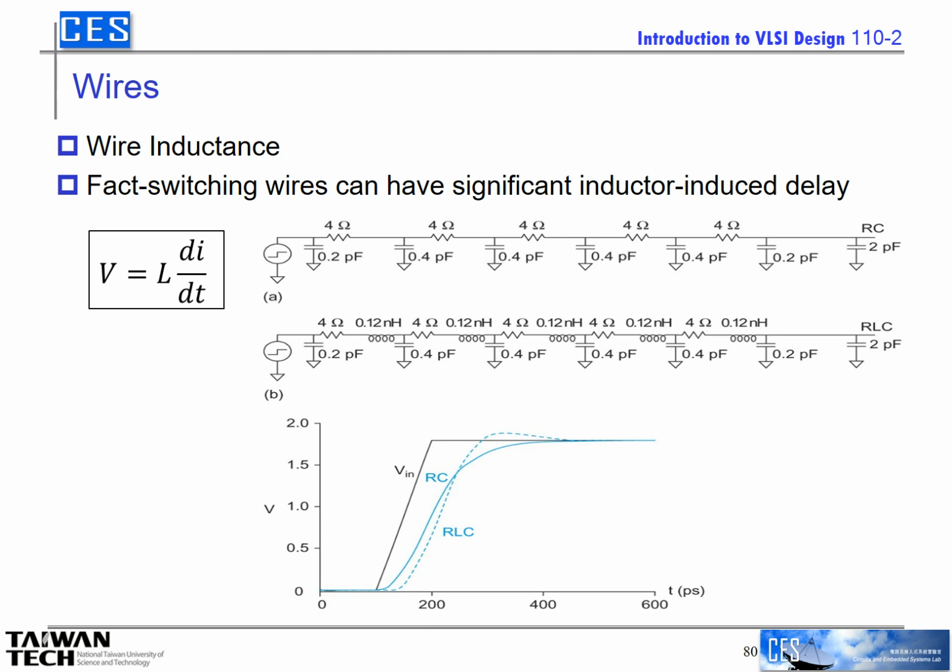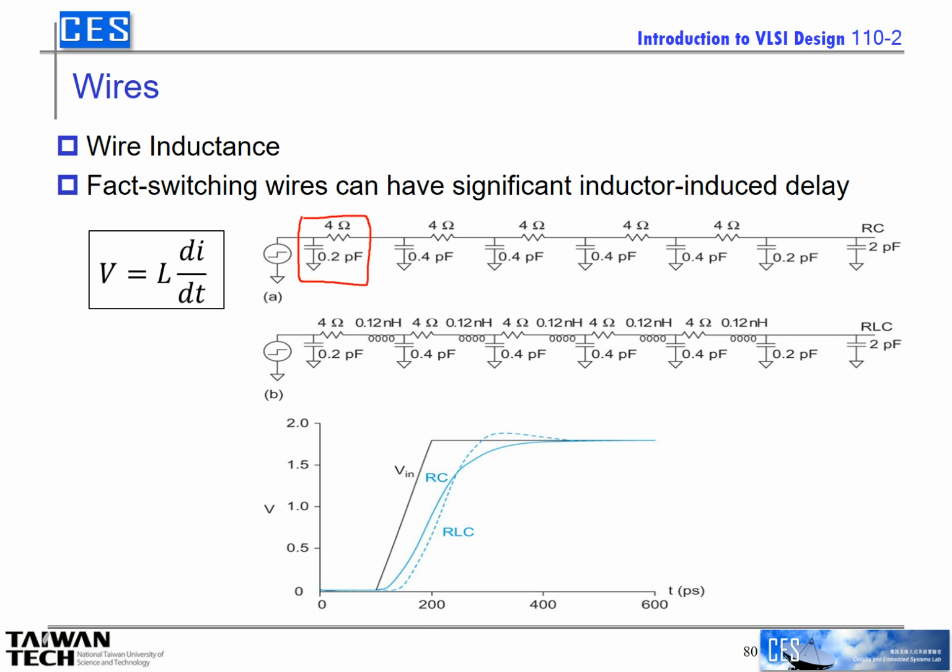Okay, and actually, there's another effect related to the wire, which is the wire-induced inductance. That means if you want a more accurate analysis related to the wire, we should include the wire inductance. So for example, as you can see in this slide, originally we model the wire to include the R and C, the resistance and the capacitance.